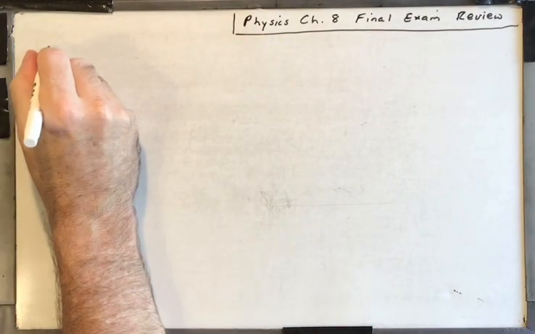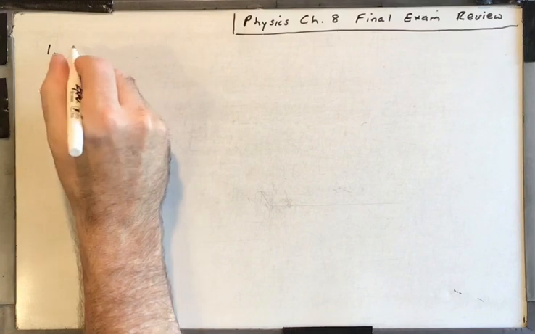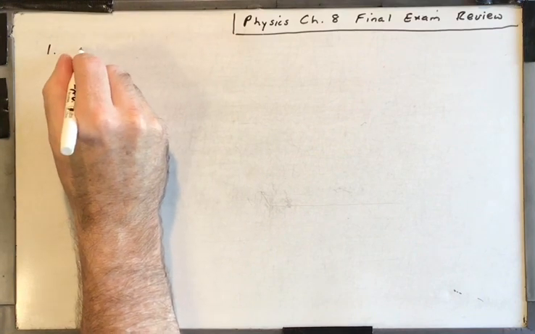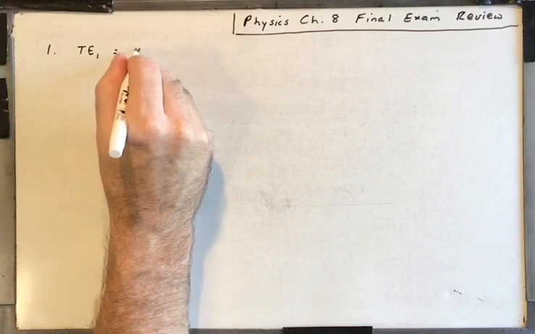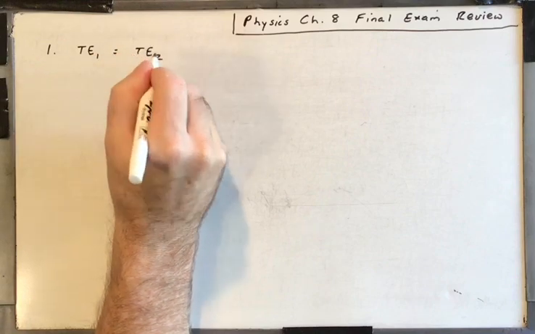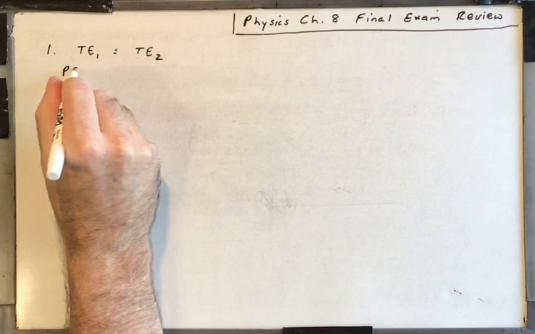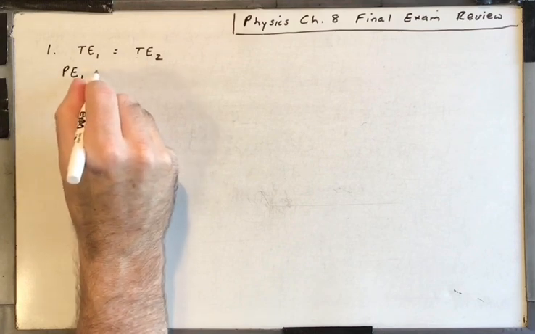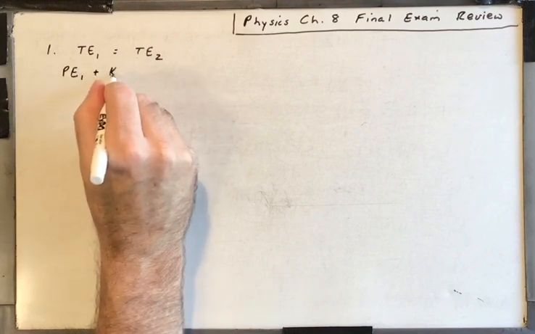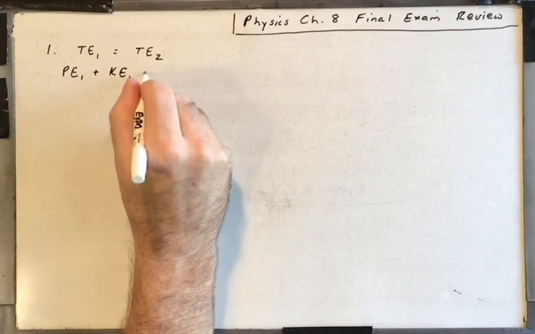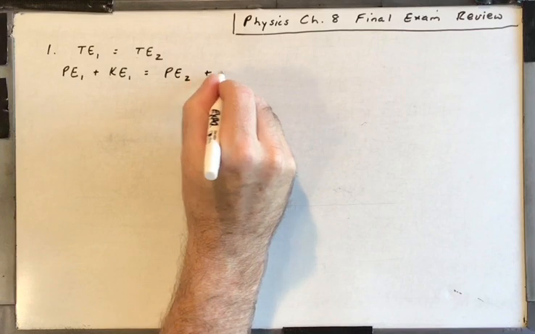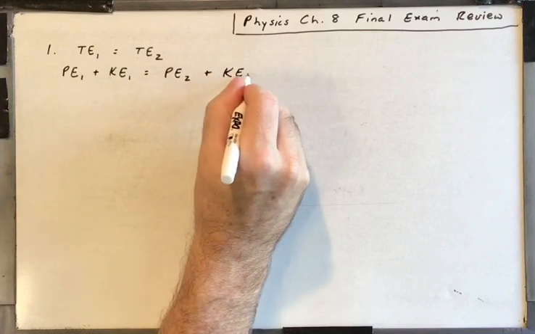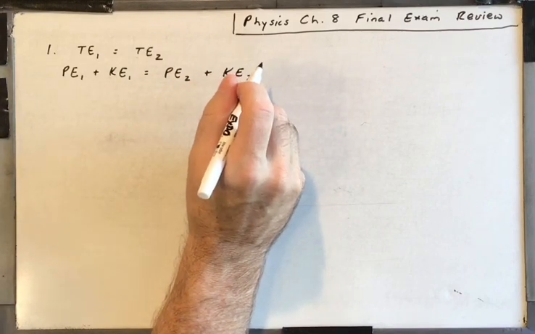Okay, so this is a total energy equals total energy problem. So the total energy at hill 1 has to equal the total energy at hill 2. So that's the potential energy at hill 1 plus the kinetic energy at hill 1 has to equal the potential energy at hill 2 plus the kinetic energy at hill 2.